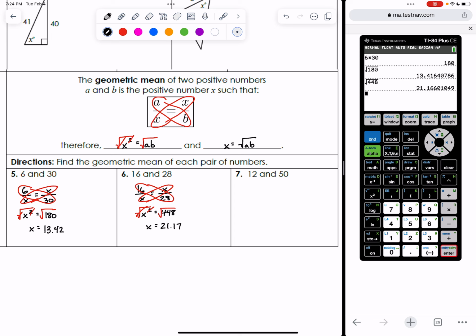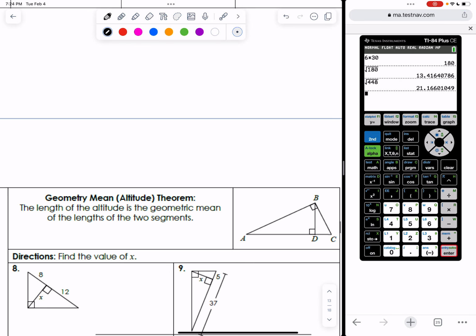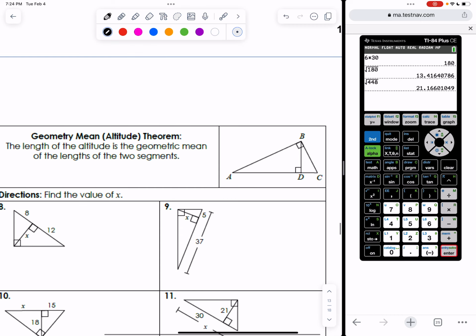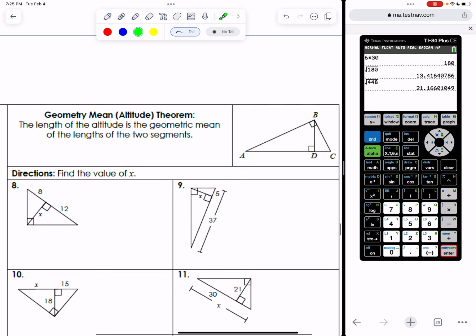Now, you might be thinking to yourself, man, this seems really easy. Well, it is going to get a little bit tougher because now, instead of just looking at numbers, right, we're going to look at right triangles. And more specifically, we're going to look at essentially like a side of a right triangle with this example right here.